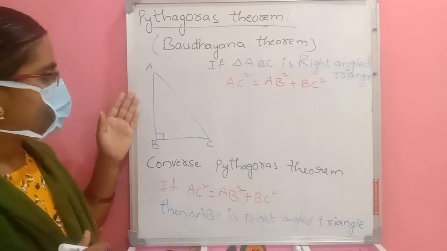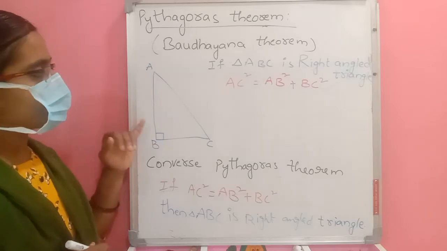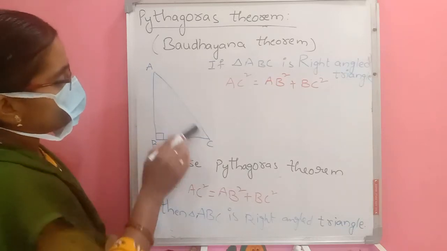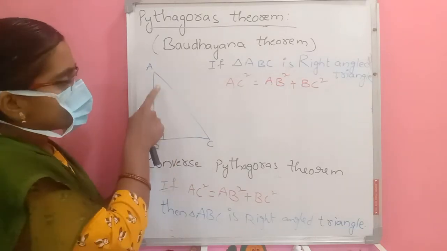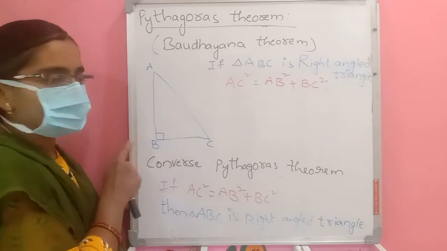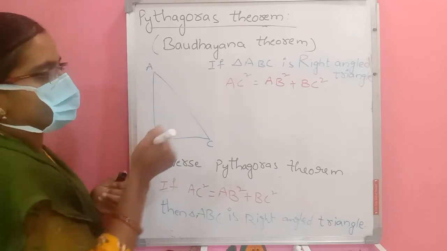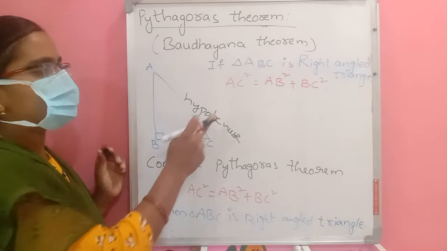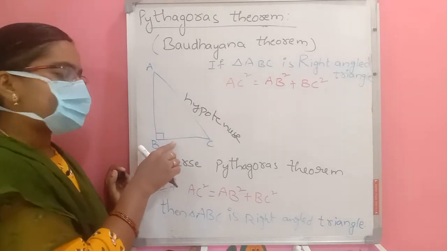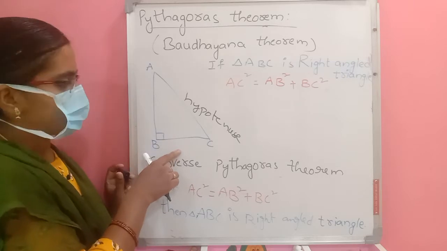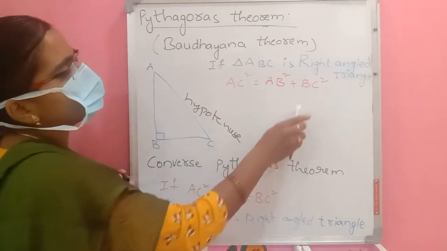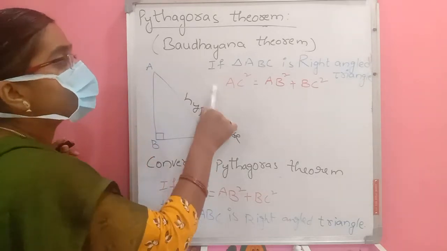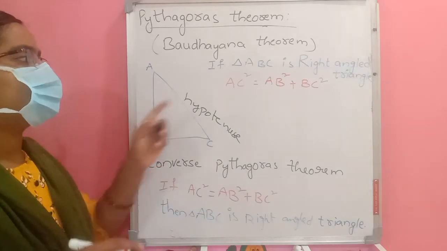So here, if you take a right angled triangle ABC, in a right angled triangle, the side opposite to this 90 degrees right angle is called the hypotenuse. This is the hypotenuse. So hypotenuse side square is equal to the sum of squares of the other two sides, means AC square is equal to AB square plus BC square. That is Pythagoras theorem or Baudhayana theorem. So only if triangle ABC is a right angled triangle does it hold.